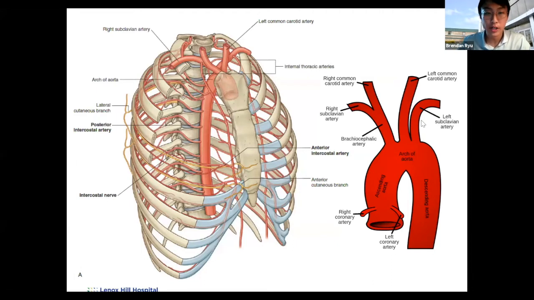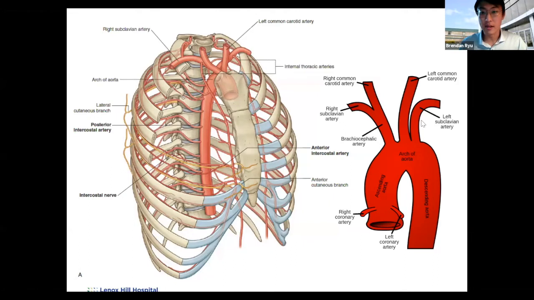The posterior circulation of the chest wall is mainly supplied by the descending aorta. I don't know if people have studied the heart and the circulatory system, but it's basically the main aorta that branches off the heart. We'll be touching on the heart and circulation next week, but as a brief preview, the left ventricle is where all of the blood is pushed out from the heart. It's the main muscle of the heart that pumps blood out.